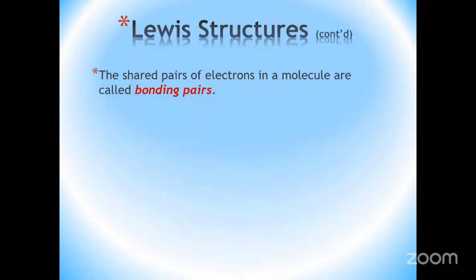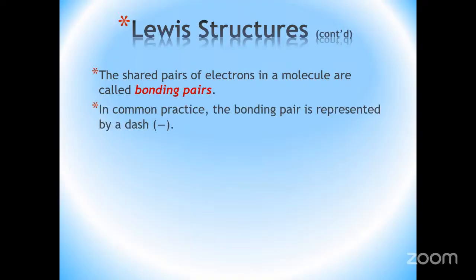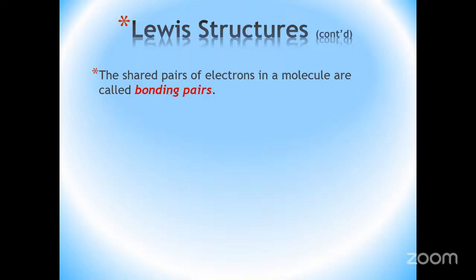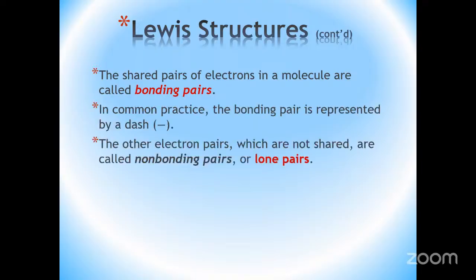When it comes to Lewis structures, and also some other topics we're going to meet later on, it's important that you make a distinction between what are called bonding pairs of electrons and what are called lone pairs. In common practice, the bonding pair can be represented by a dash, or by 2 dots. But keep in mind that if you use a dash, that dash represents a pair of electrons being shared between the 2 atoms. You may also have electron pairs which are not involved in bonding, and we call them non-bonding pairs or lone pairs of electrons.